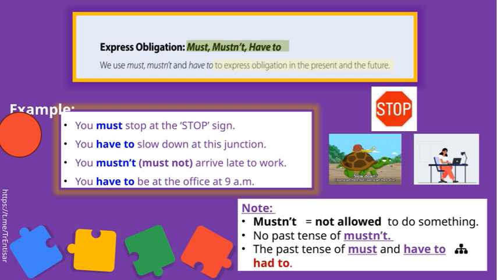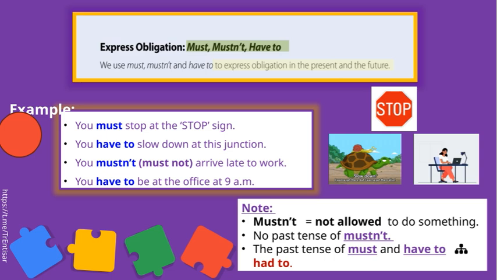You can't say "mustn'ted." Instead, if you're talking about something you were not allowed to do in the past, you use had to. For example, if you wanted to say that in the past you weren't allowed to park here, you'd say, "I had to park somewhere else." Or, "We had to leave early because of the rules."